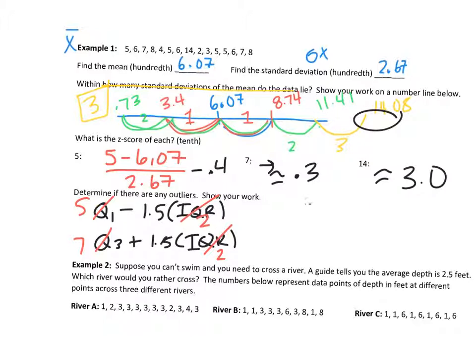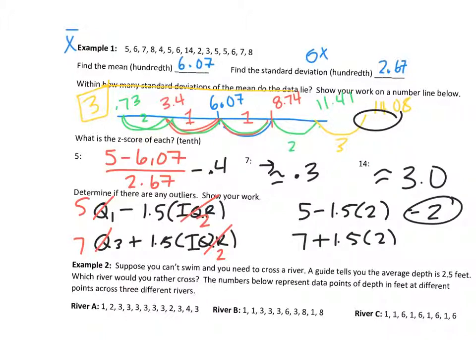So I'm going to calculate 5 minus 1.5 times 2, and then 7 plus 1.5 times 2. So 5 minus 1.5 times 2 is 2. Could do that without our calculator. And 7 plus 1.5 times 2 is 10. So are there any numbers that are less than 2 or greater than 10? That would be an outlier. So in this situation, 14 is an outlier, because it's greater than 10.